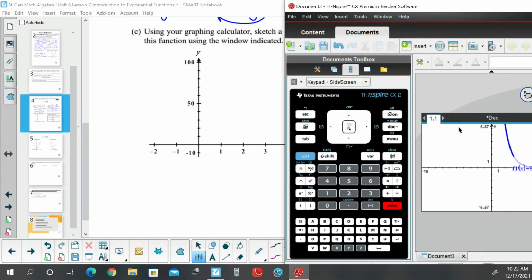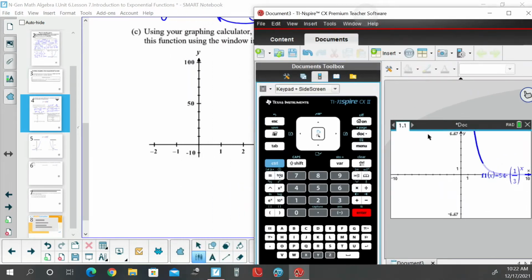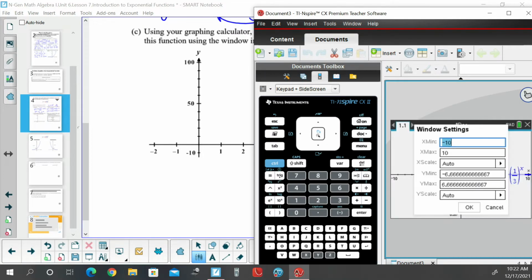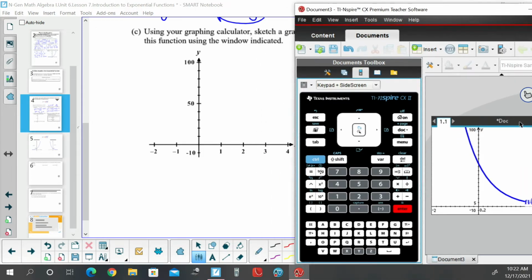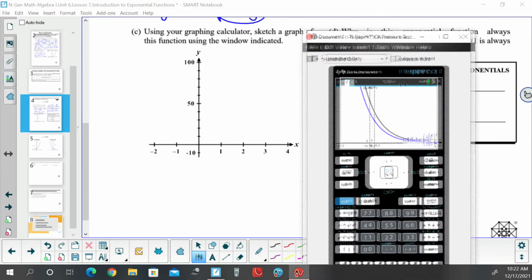Now we need to have the same window. I wish I could make this a bit smaller, but I can't. So I'm going to go into Menu, Window, Window Box. I need -2. My biggest x here is going to be 4. My smallest y is -10 again. My largest y is 100. Ah, there we go. Still not great. Actually, I think now I'll make this handheld only so that you can see it a little bit better.